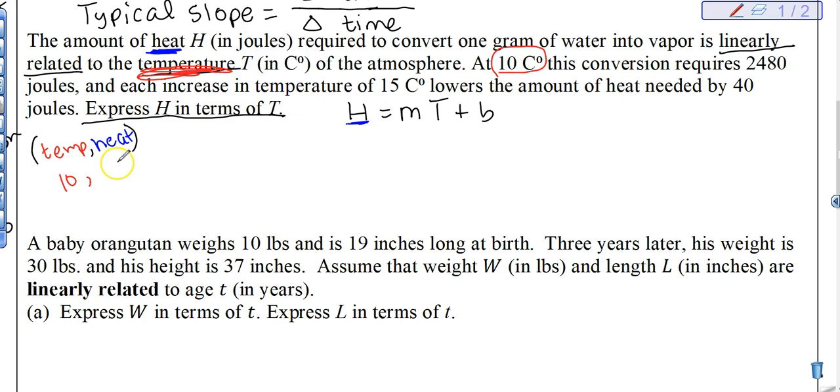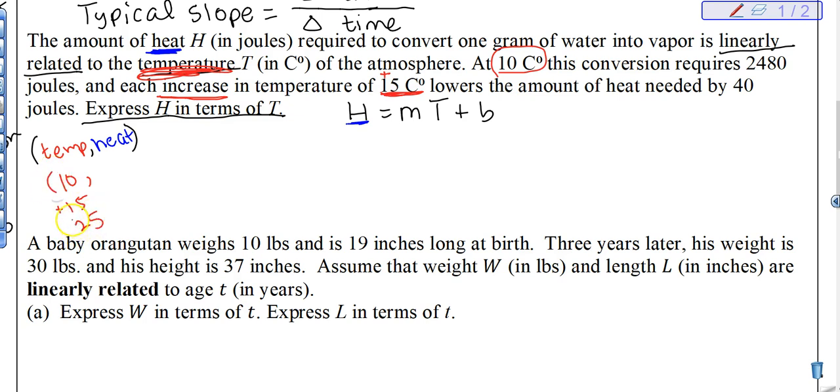This conversion requires 2,480 joules. That's a heat. I'll look at that in a second. And then it says this: for each increase in temperature of 15 degrees Celsius, should I be going up or down? Up, because it says increase, right? So that's a change in y, plus 15. So I'm going to go like this. Plus 15 is what?